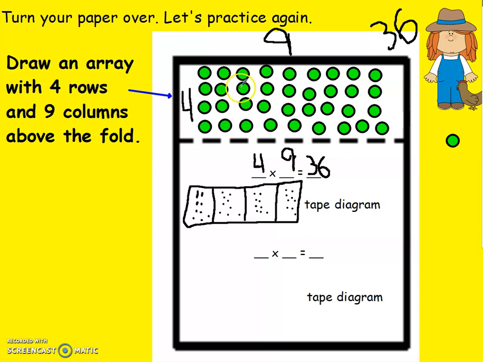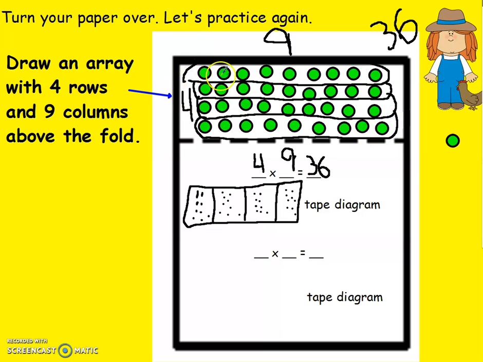Now let's look back at our array model. How would I draw the groups to show the 4 groups of 9? How would I show that? Yeah, we would circle it like this. So that's 1 group, 2 group, 3 group, and 4 group. This would show us the 4 groups of 9. If you look, it would just be kind of turned sideways. So this would show us our 4 groups of 9.